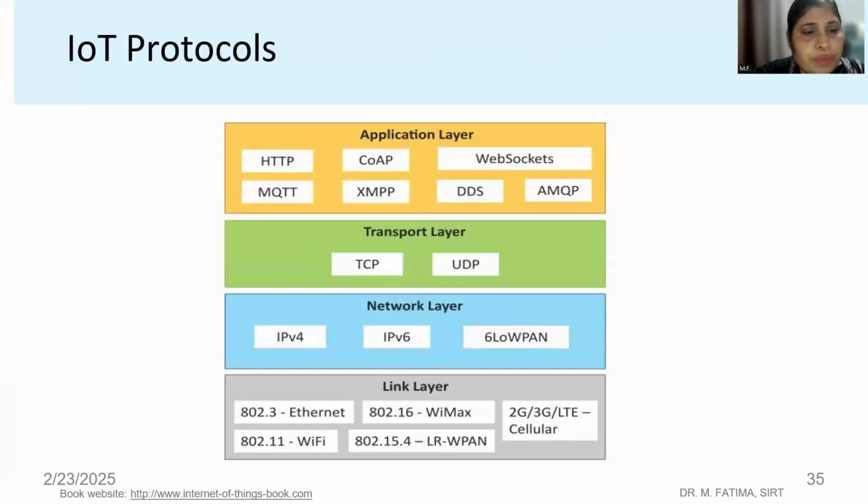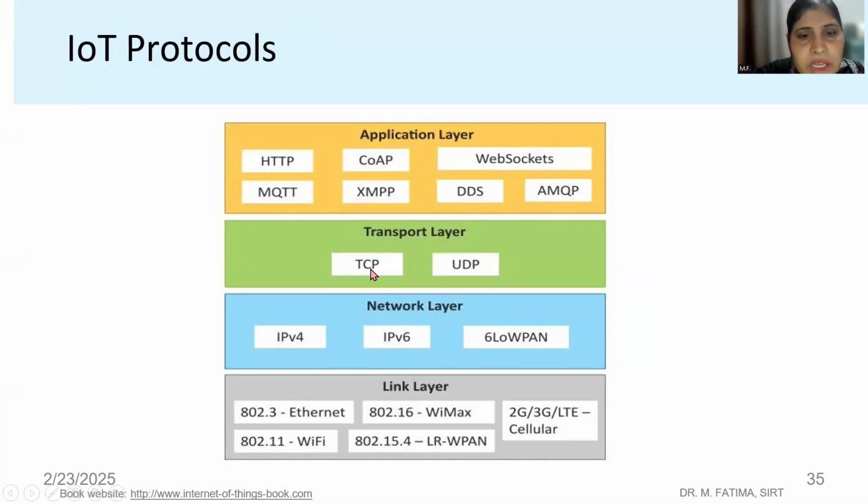Now the IoT protocols are required. So you can see for the devices connected to the IoT, the data will be transmitted from the application layer to the transport layer, then network layer and data link layer, and then to the cable. Similarly, if the data is received from the physical layer, then it goes to the link layer, network layer, transport layer, and application layer. So different protocols are required for the communication.